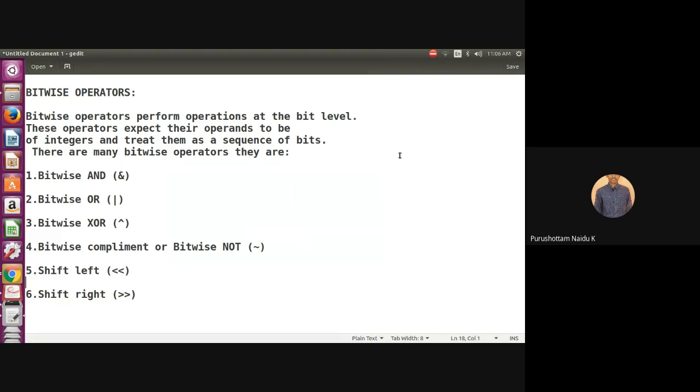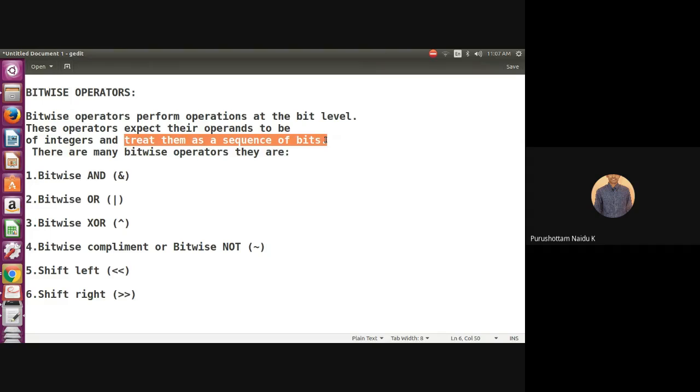Everyone, in this session I would like to explain the bitwise operators in Python programming. Bitwise operators perform operations at bit level only. But the operators expect their operands to be integers, and they treat them as a sequence of bits.